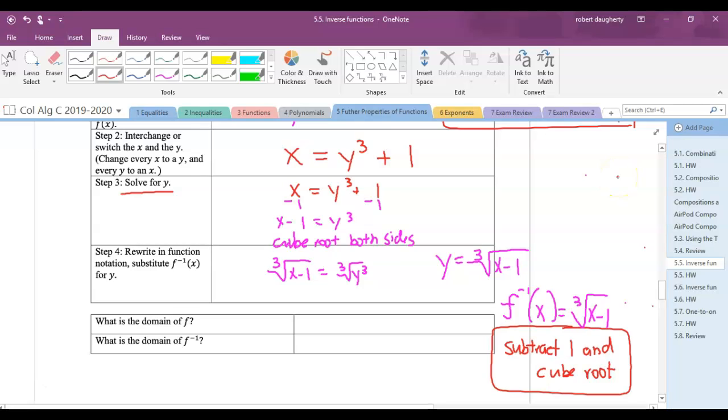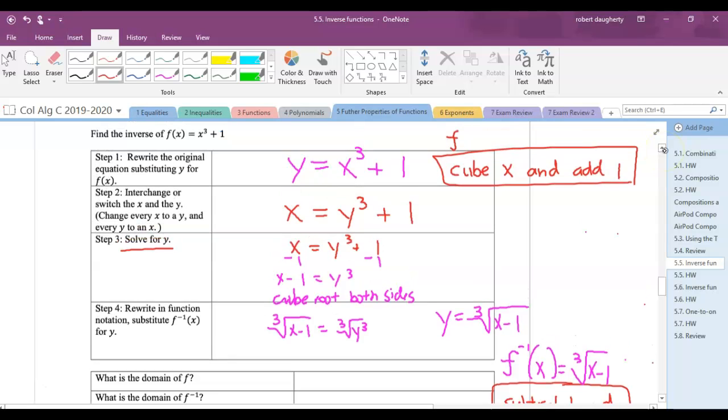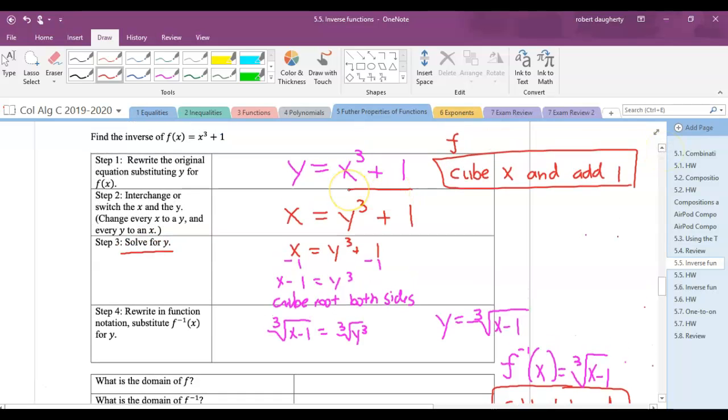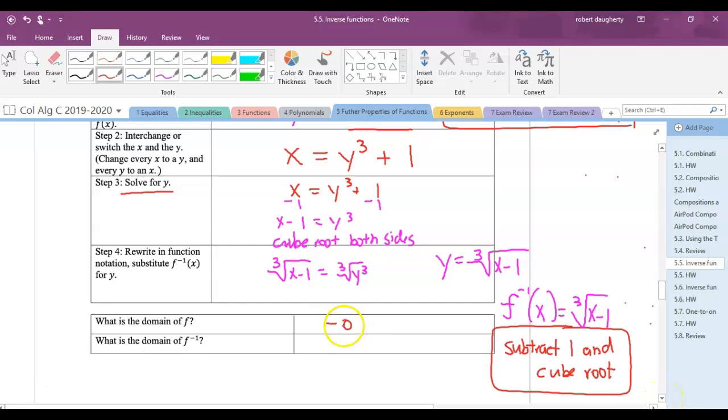So what is the domain of our original function? Our original function x is right here. Do I see any square roots or any fractions? No. So what's the domain of f? Negative infinity to infinity. And then here's my inverse. Do I see any square roots or fractions? Answer is no. I don't see square roots. I see cube roots. I don't have any restrictions on cube roots. I can take cube roots of positives and negative numbers. So what's the domain of this guy? Negative infinity to infinity. So neither of these had any restrictions on it.